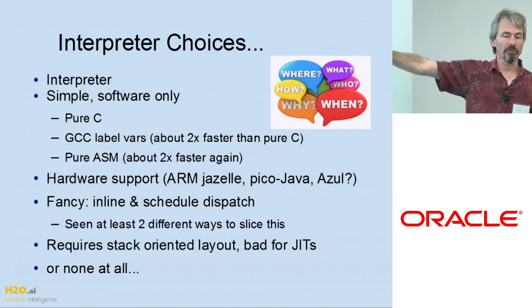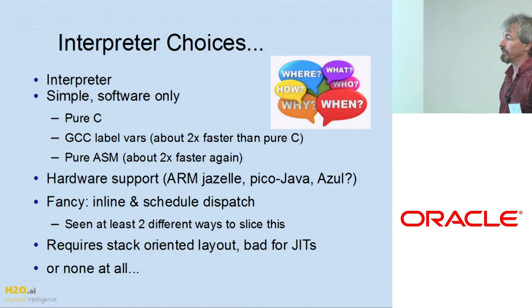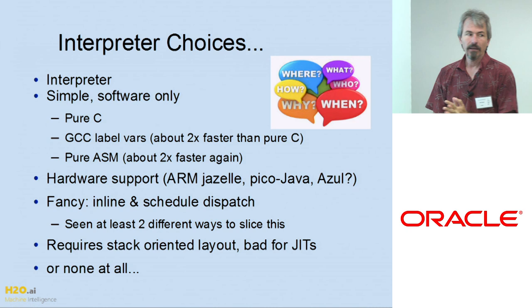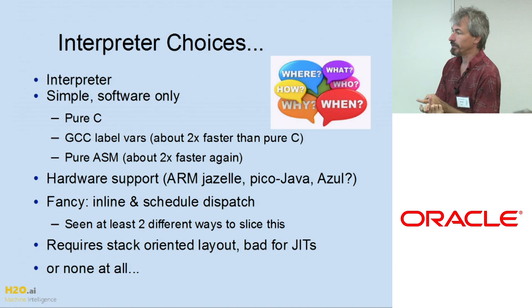We looked at hardware support at various times, various companies have. I don't think it's actually necessary. You want a JIT instead, obviously. But there's lots of fun ways to inline and schedule your dispatch logic. I've seen a couple different ways to slice and dice this. Having solid, good performance out of the interpreter is actually fairly important because it's your startup time and it's your fallback position when your JIT fails, right? You don't want to cheat too badly here.